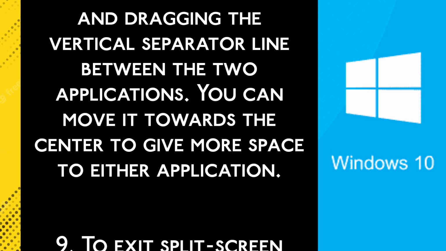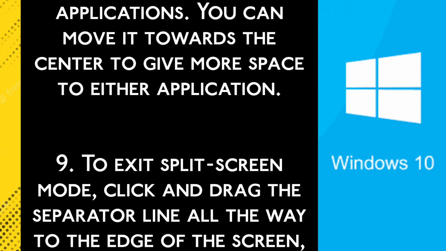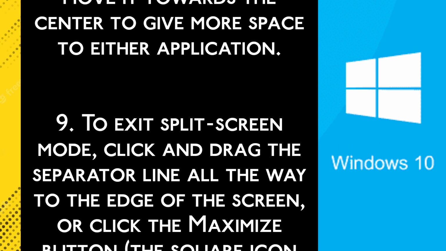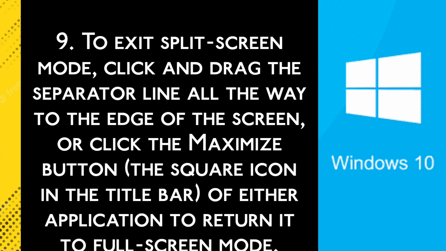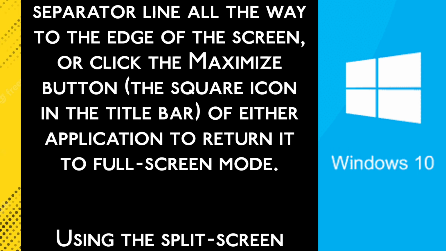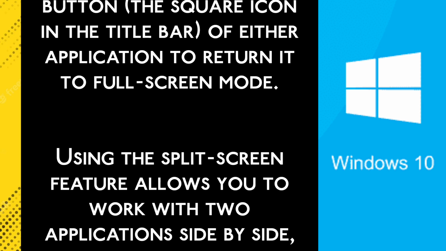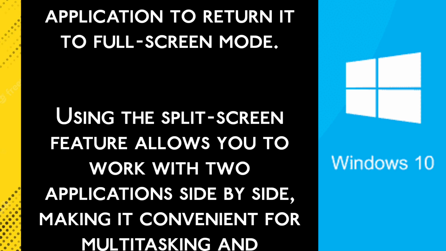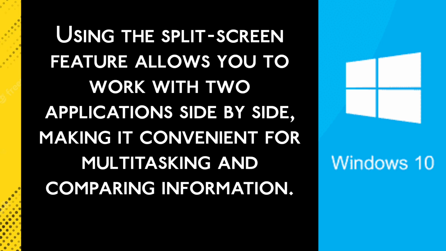Number 9. To exit split screen mode, click and drag the separator line all the way to the edge of the screen. Or click the maximize button, the square icon in the title bar of either application, to return it to full screen mode. Using the split screen feature allows you to work with two applications side by side, making it convenient for multitasking and comparing information.